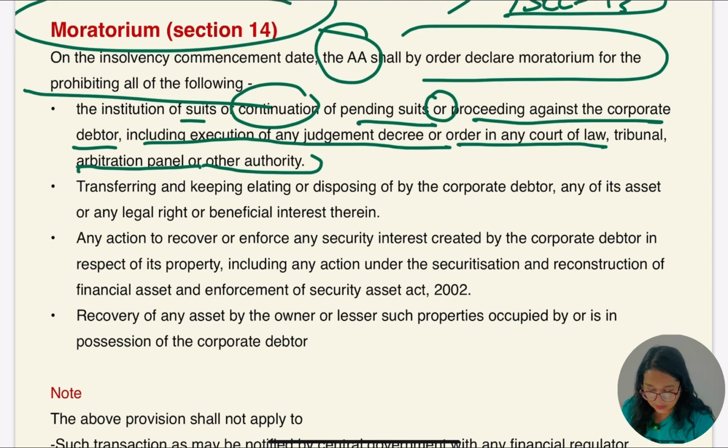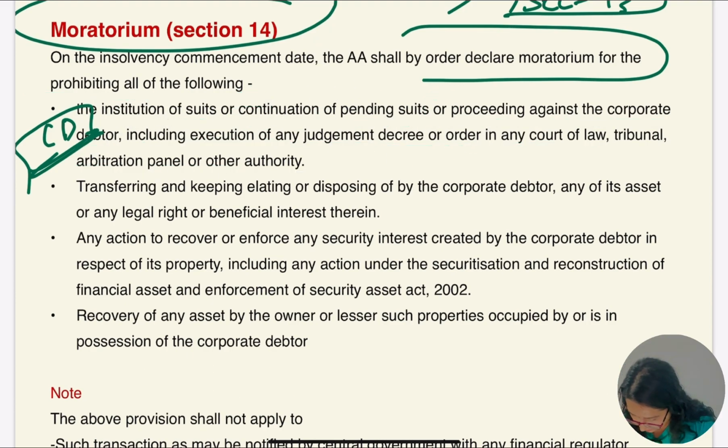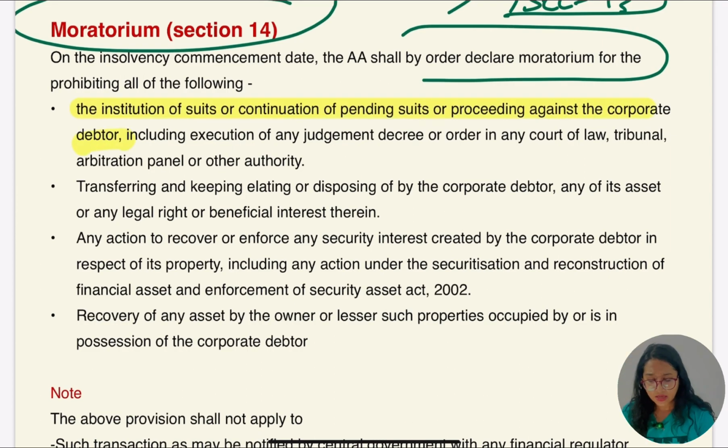Okay, so let me say it again. The institution of suit or continuing of pending suit or proceeding against the CD, which is the corporate debtor, including execution, would be prohibited. Hope this point was clear to you. Let me highlight this point, which is institution of suit or continuation of pending suits or proceedings against the CD is going to be prohibited. Hope this point was clear, right?